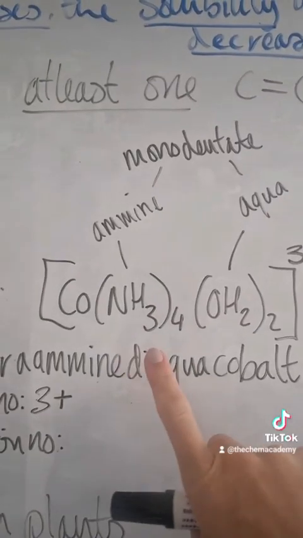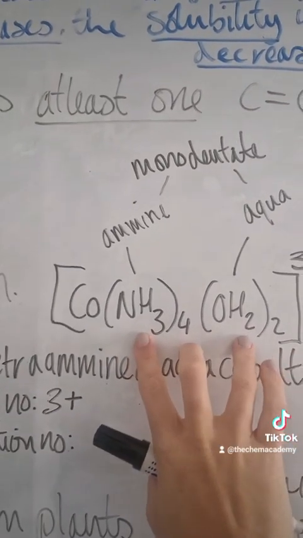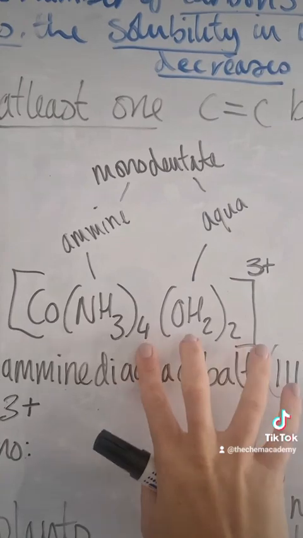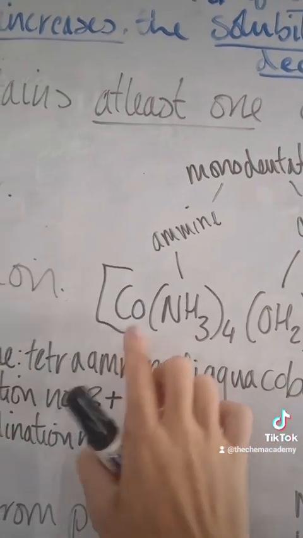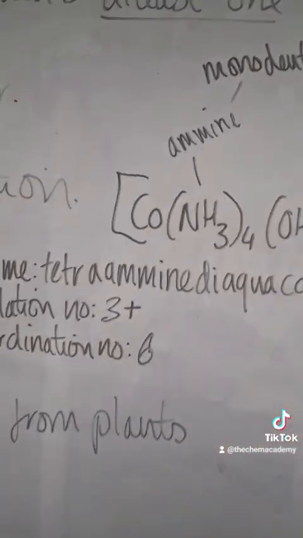Because these are both monodentate ligands, we really just need to count up how many ligands there are altogether. So there's 4 amines, 2 aquas, so altogether that's 6, which makes the coordination number of the cobalt 6. So hopefully that helps you with how to extract all that information that the SQA might ask you in your Advanced Higher Chemistry exam from the formula of a transition metal complex.